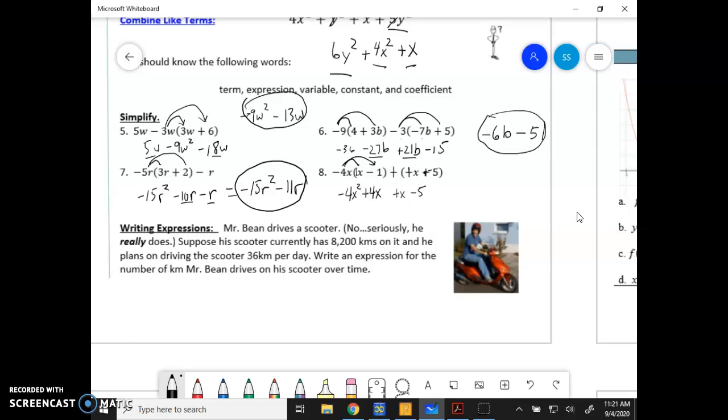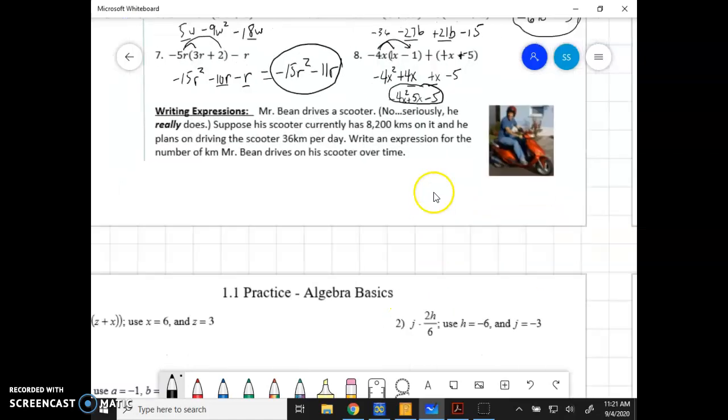All right, so it looks like I have some like terms, so I need to combine those, and that's going to be 4x plus 1x, which is 5x. I'm just going to drop these down. Negative 4x squared plus 5x minus 5. And there's the final answer.